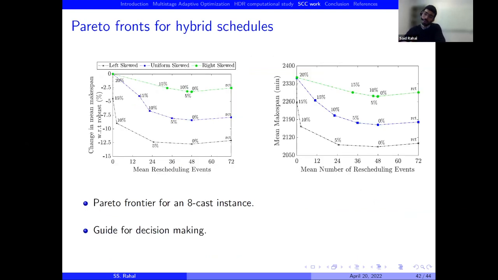This figure shows the change in makespan with respect to the robust proactive scheduling method, but as a function of the rescheduling events. So here, what we see is that regardless of the type of skewness in the distribution, for a small number of rescheduling events, you have the opportunity to reduce the conservativeness of the robust scheduling method. And the idea of these results is to give insights to guide the decision making in the process, and basically to present the hybrid scheduling approach as a competitive alternative to both deterministic reactive and robust proactive scheduling methods.